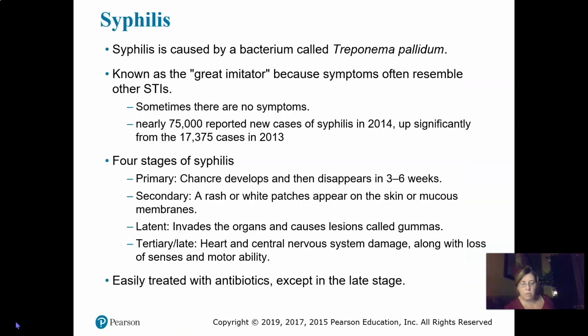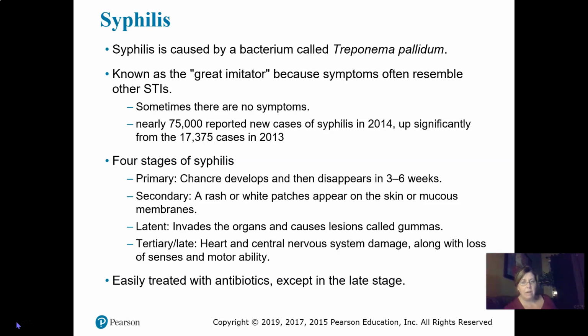Syphilis is generally transferred only through direct sexual contact or from mother to fetus. The incidence of syphilis is highest between adults aged 20 to 39. Syphilis is known as a great imitator because the symptoms often resemble other STIs. Sometimes there's no symptoms, but there are 4 stages.